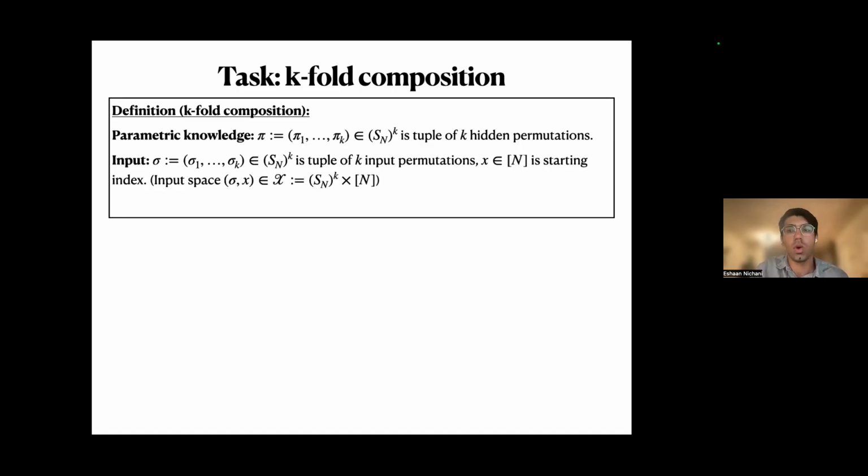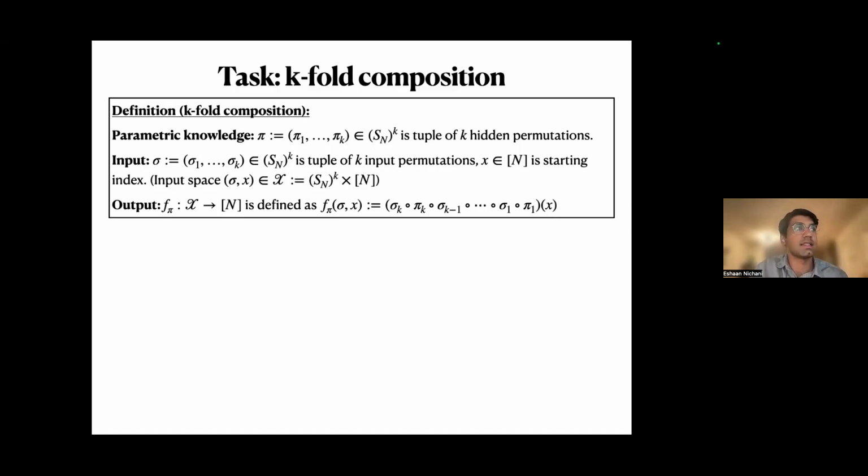The input, or the contextual knowledge, is a tuple of k input permutations sigma 1 through sigma k, along with the starting index x in 1 through n. So the target function f sub pi is the function that maps any such tuple sigma comma x to the following interleaved composition of permutations. So this is just a generalization of the example on the previous slide to more permutations being composed and a larger vocabulary size. Okay, so let me make a few remarks about this definition.